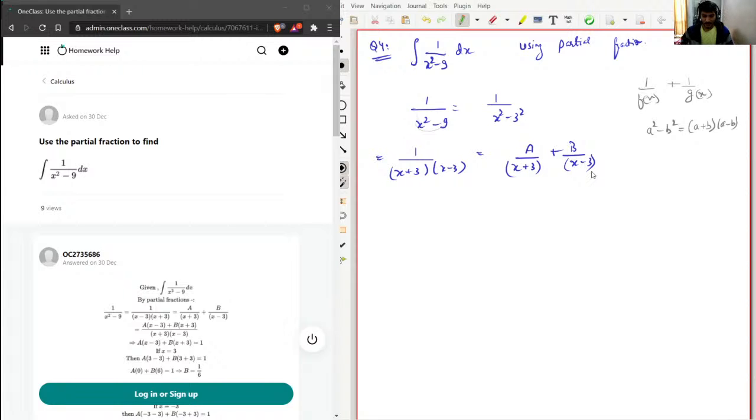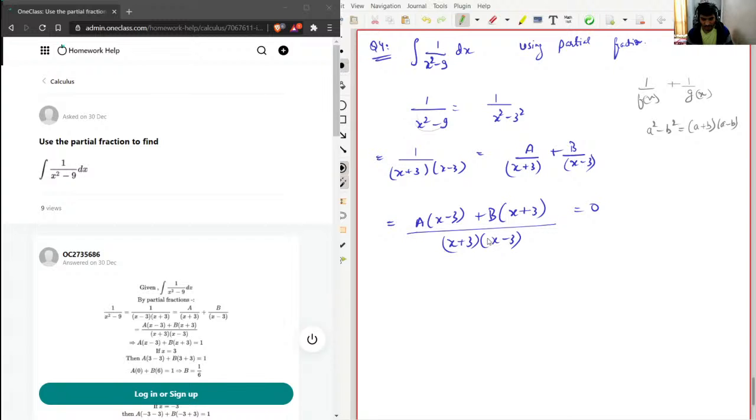Now the thing is that I don't know what my value of a is going to be and what my value of b is going to be. So what I'll do is find the value of a and b. So I'll just add these two fractions. So this will become a times x minus 3 plus b times x plus 3 over x plus 3, x minus 3, and I'll equate this to 0 so that I can find the value of a and b.